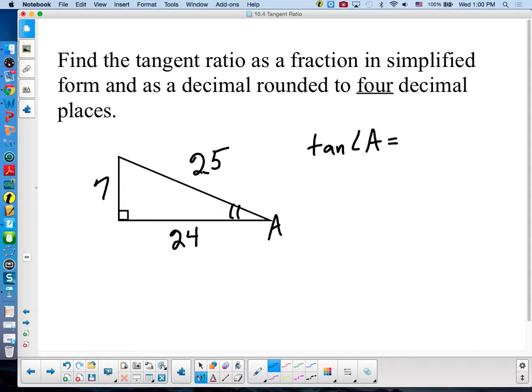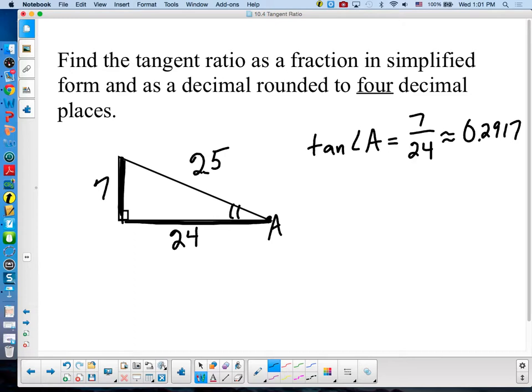7 over 25. 24, sorry, yes, I'm sorry. 7 over 24. Okay, the leg that is opposite of this angle is the 7. The leg that is adjacent to this angle is the 24. So your fraction should have been 7 over 24. In decimal, that was 0.2917. Would round with a 7 on the end. Okay, give me a thumbs up or down if you got that.